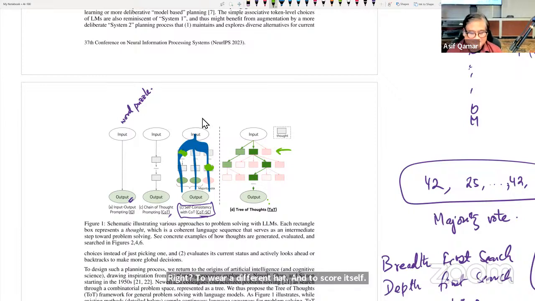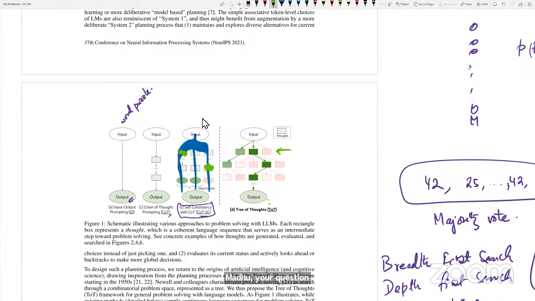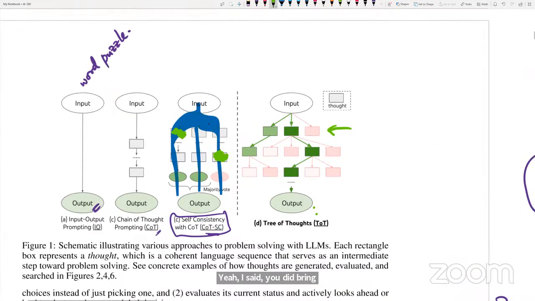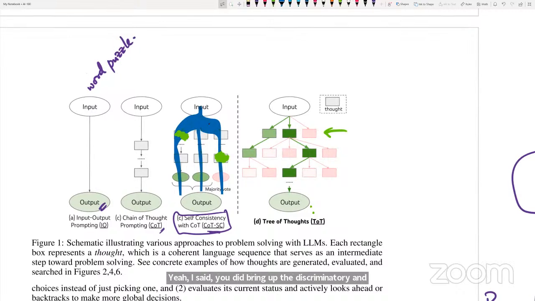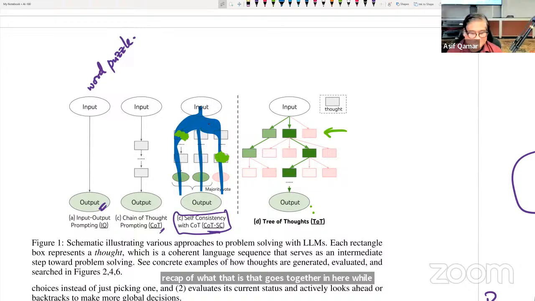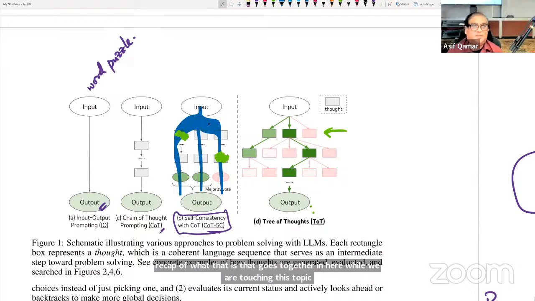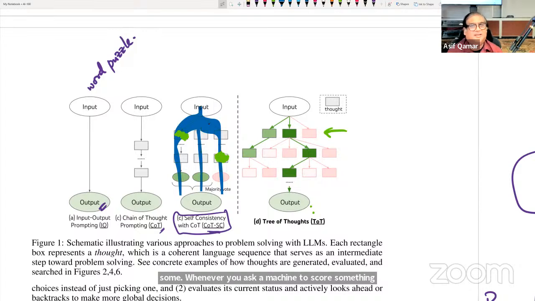Madhu, your question? Yeah, Asif, you did bring up the discriminative and generative. So would you mind just giving a 1 minute recap of what that is while we are touching this topic? Yeah, in a way, scoring. Whenever you ask a machine to score something, it is basically in some sense a regression problem. You're saying, given this thought, what number would you associate to the goodness? And regression is discriminative.